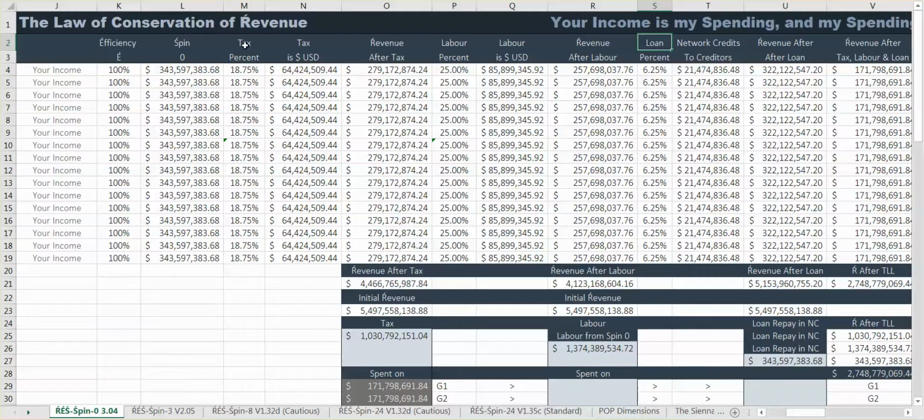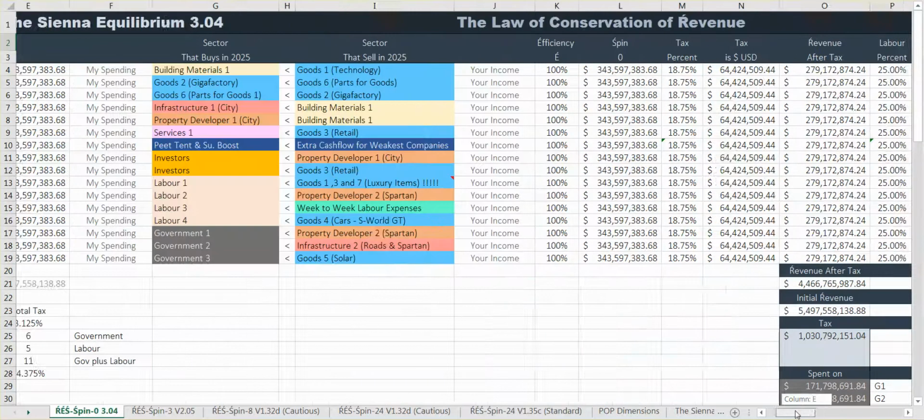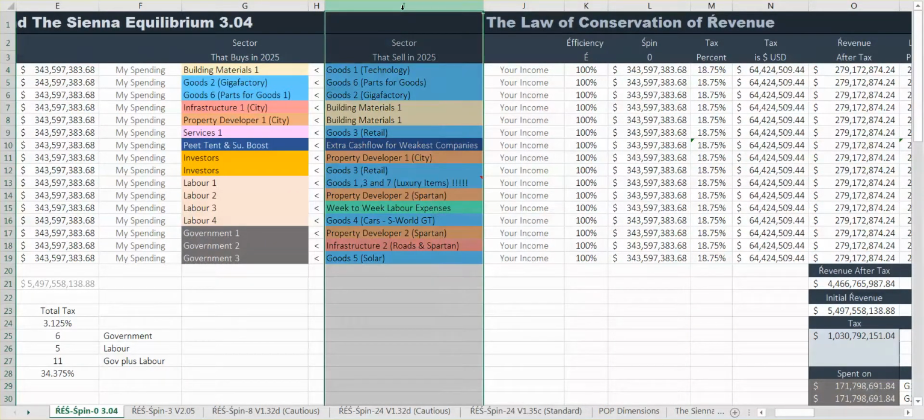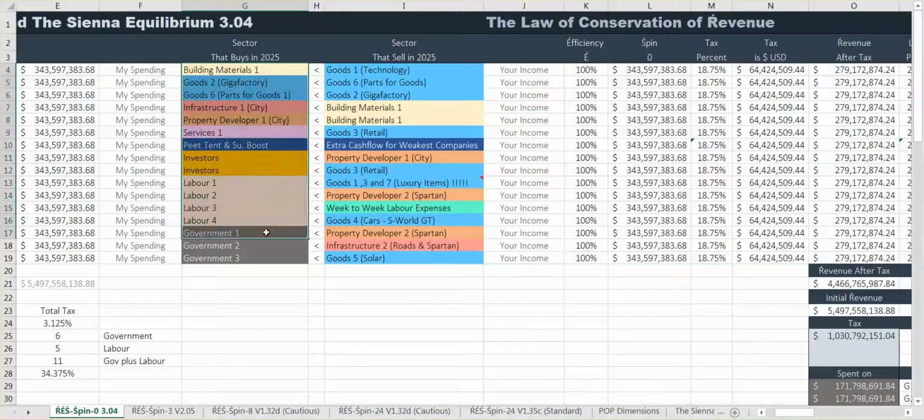Continuing to the left, we come to column I and a repeat of your income, but now moved to 2025. This set of sectors then sells to the 16 sectors in column G, which become my spending in 2025. Note that this point is the starting point of the Res Spin Free presentation. See spreadsheet tab Res Spin Free 2.05 here.